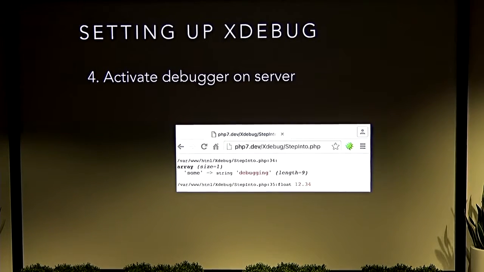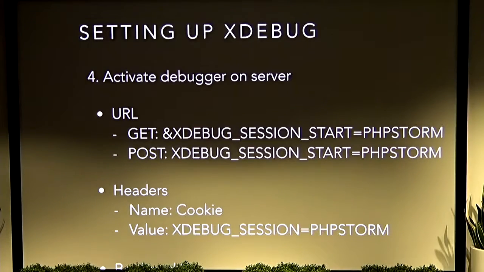So here's Chrome. It has a little bug thing. You just turn it on. You can also just do it through the URL. You can add another GET parameter of XDEBUG_SESSION_START equals PhpStorm or whatever you're using. It doesn't have to be PhpStorm. Ideally, it syncs up with what's in your php.ini. You could have it be my dev or debug this or whatever. It doesn't matter.